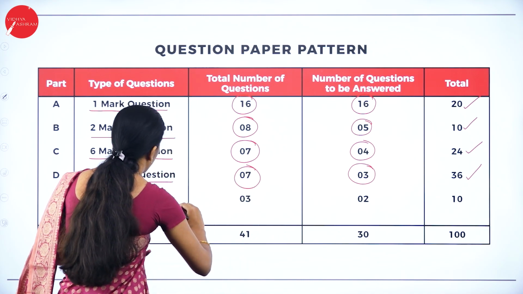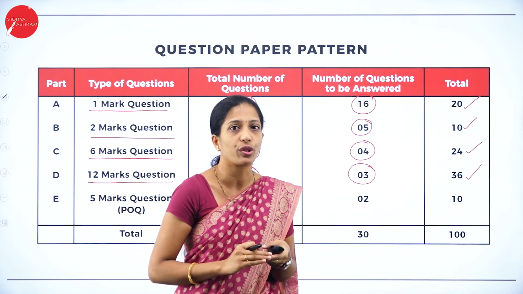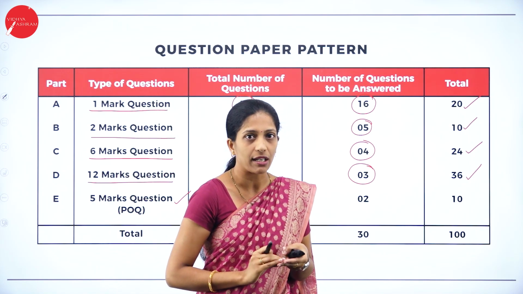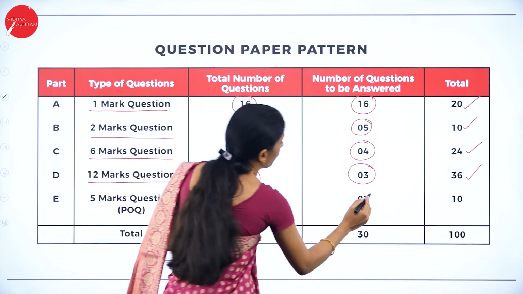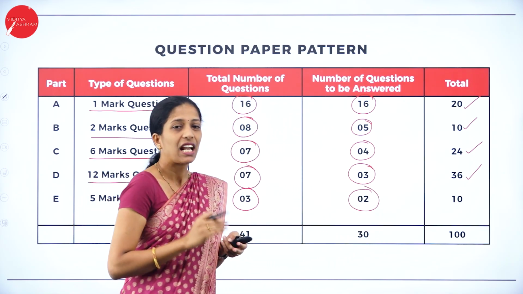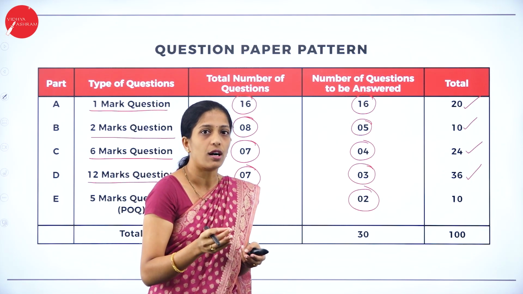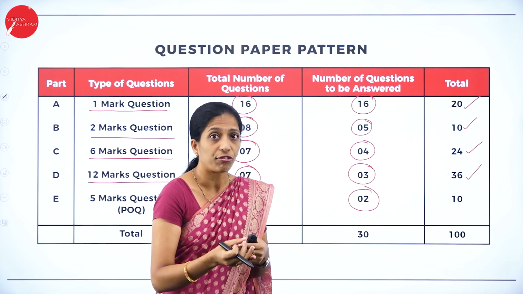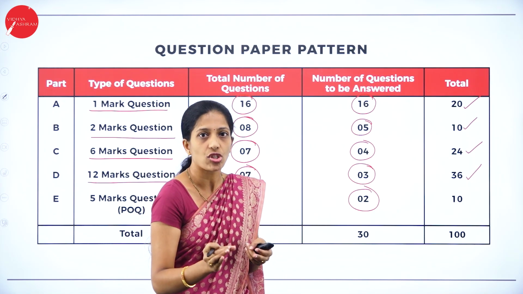Now coming to your last part, that is part E, 5 marks POQ questions, that is practical oriented questions, where they'll ask you 3 questions out of which you have to answer any 2. And this is an easy part once again. If you have gone through the whole concept, they will just ask you the format, or they will just ask you to prepare any of the accounts with imaginary figures.